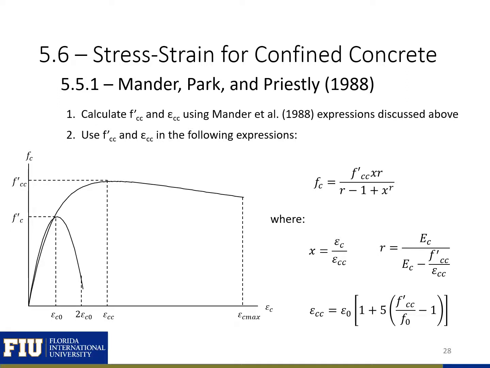Shown here are stress-strain curves for our confined concrete. This one specifically is from Mander, Park, and Priestley. You can see that we would first find our confined concrete strength and our strain at ultimate strength in our confined concrete, and then we would use these expressions to relate strain to stress for our unconfined and for our confined concrete. We'll do this in a later example.